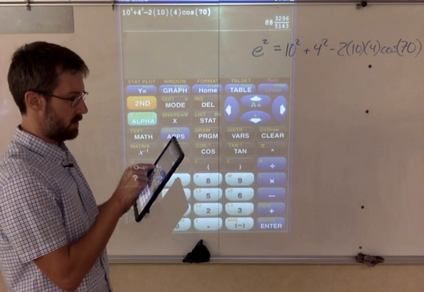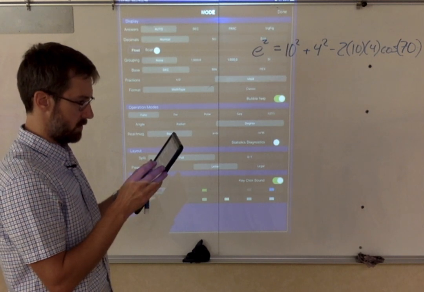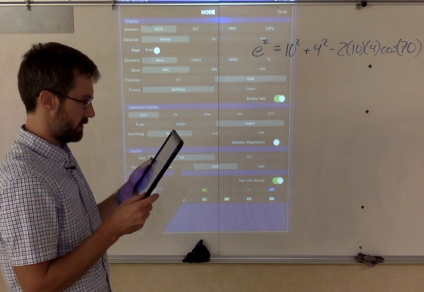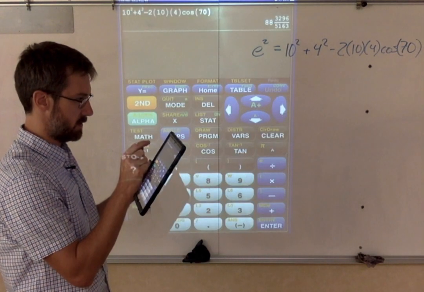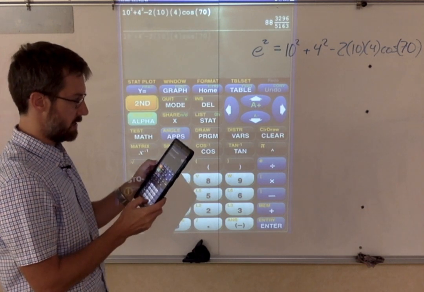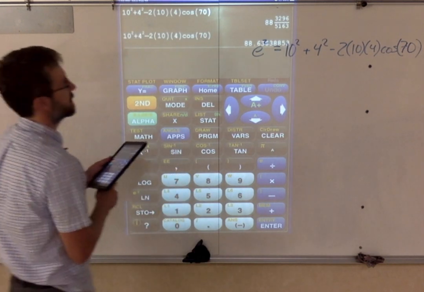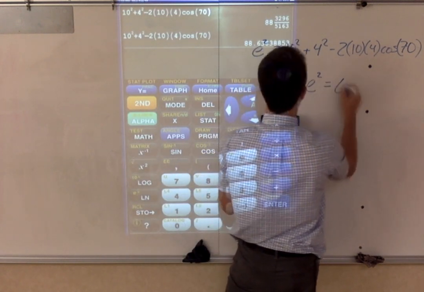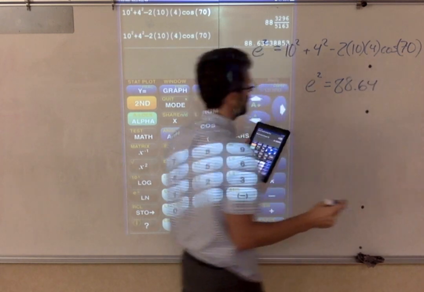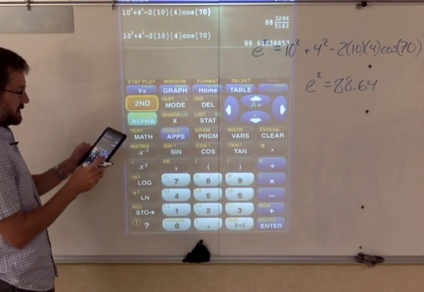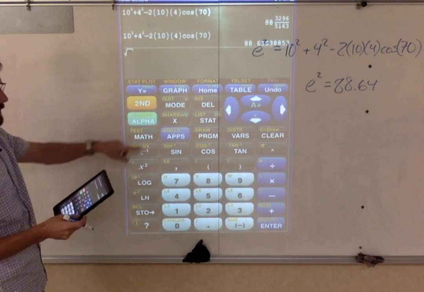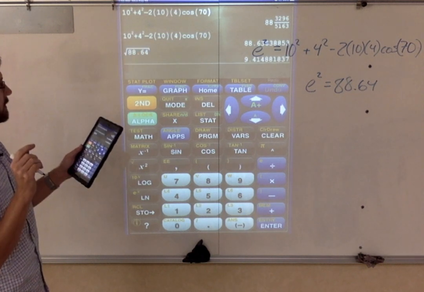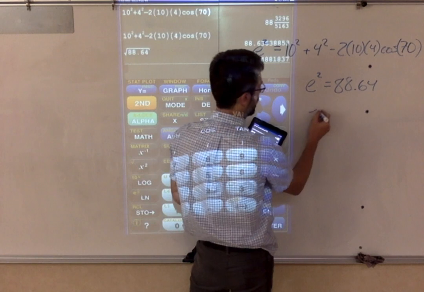Whoa! Why did I get some weird fraction for that? There we go, decimal. Let's try it again. Second entry, there we go. So 88.64 is E squared. So now if I do second x squared for the square root, and maybe this one I'll just do 88.64, like that. Hit enter, and about 9.4.